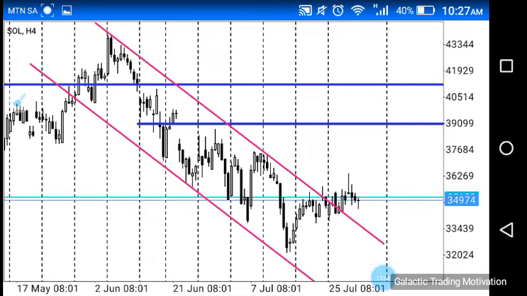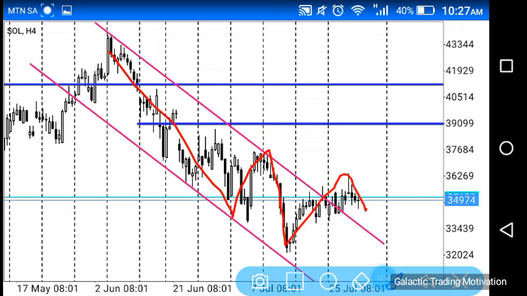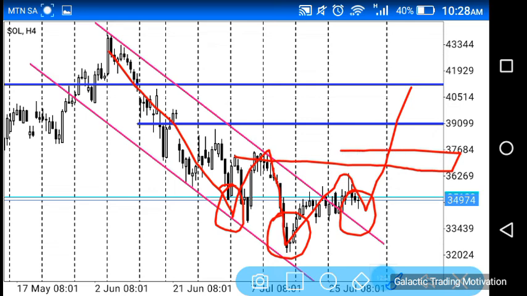So here we are on the H4 chart. What do we see on the H4 chart? Is there anything interesting? So price seems to be forming a head and shoulders pattern in this region, with this being the left shoulder, this being the head, and this being the right shoulder. And the neckline should be somewhere in this region over here.